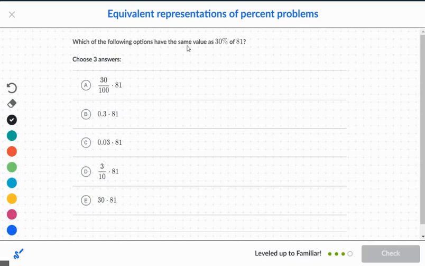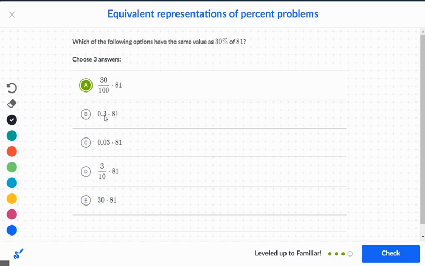Which of the following has the same value as 30% of 81? So let's find the obvious answer, has the correct fraction and the correct number. So this is 30 out of 100 with a denominator of 100, correct fraction, and the correct number. So A works. Next one, this is 30 or 3/10 as a decimal, which is the correct decimal and the correct number. So B works.